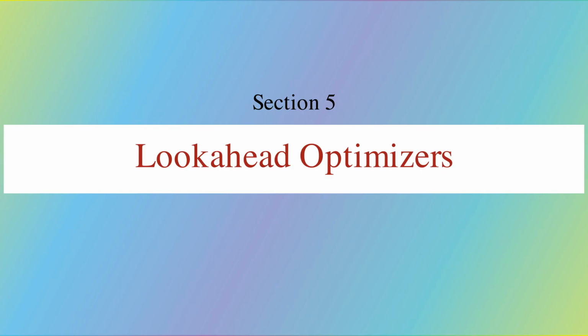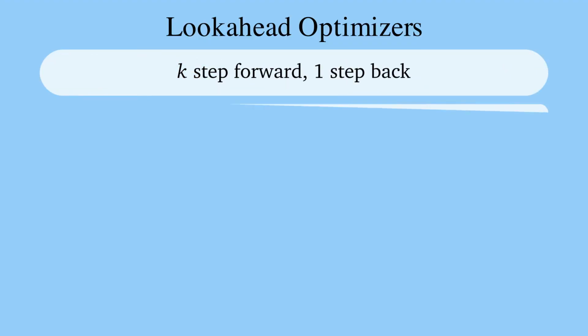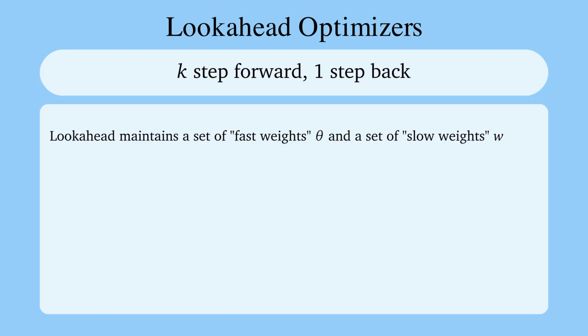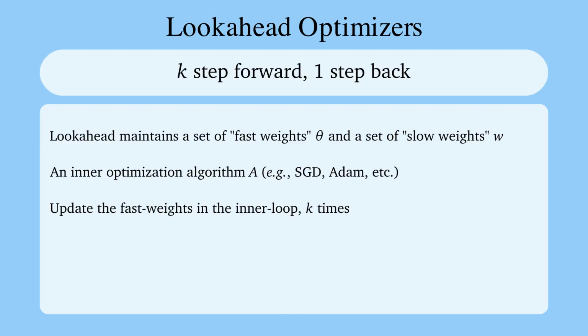And for our last category, we have the Lookahead optimizers, an optimization algorithm that is orthogonal to all the previous optimizers we have seen in this video. Lookahead optimizers keep two copies of network parameters, which are called fast weights denoted by theta and slow weights denoted by W. Fast weights are updated using an optimizer in an inner loop k times, and you can choose any of the previous methods such as SGD or Adam. After performing k updates on fast weights, they use the latest state of the fast weights to update the slow weights in an outer loop.